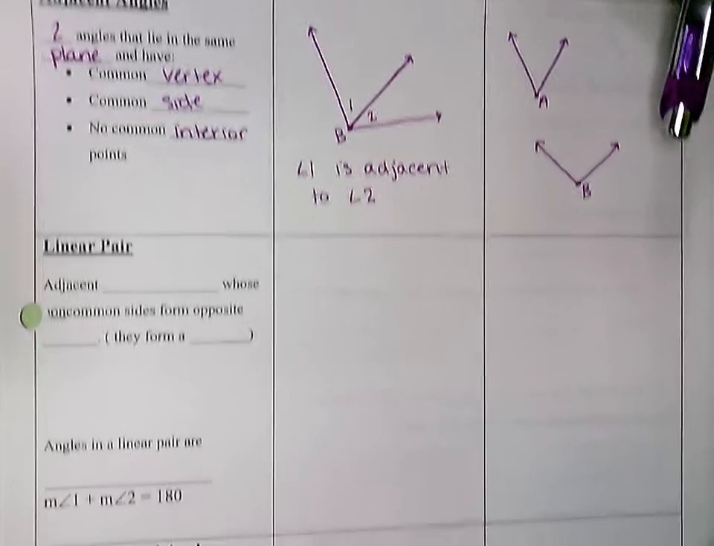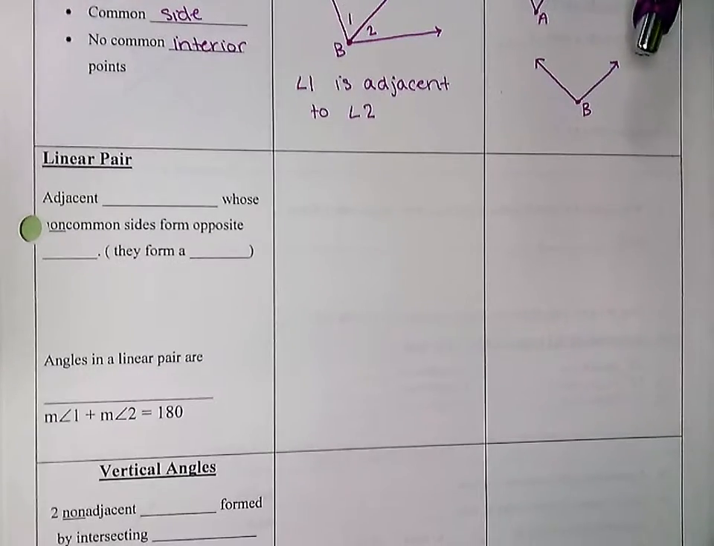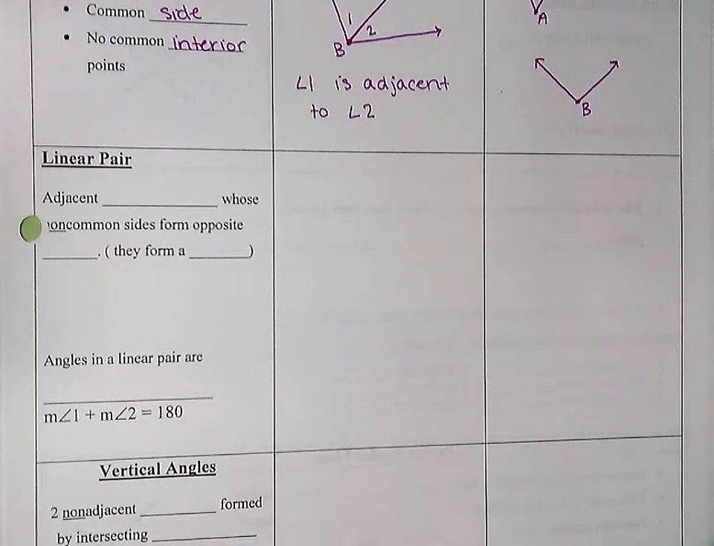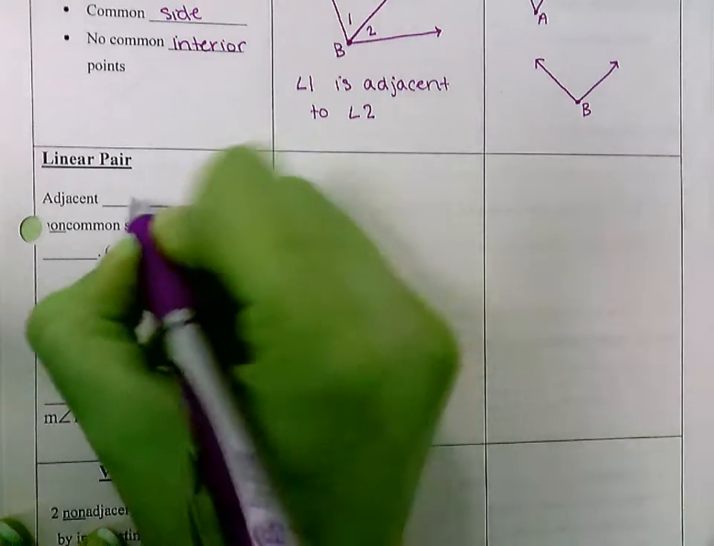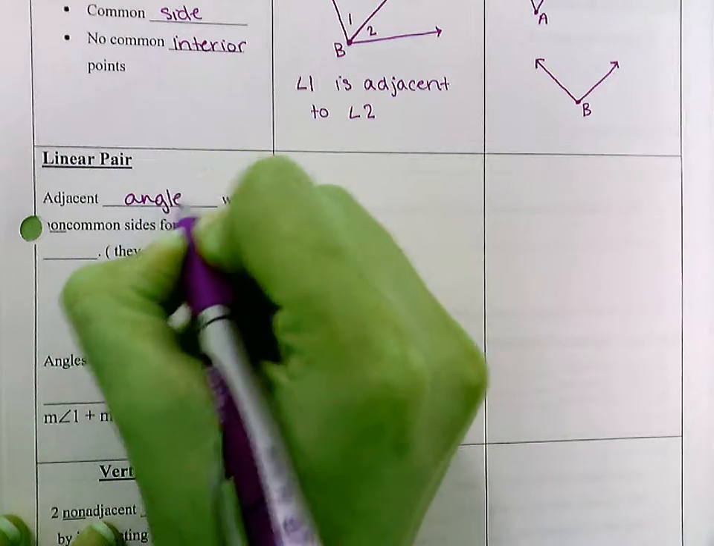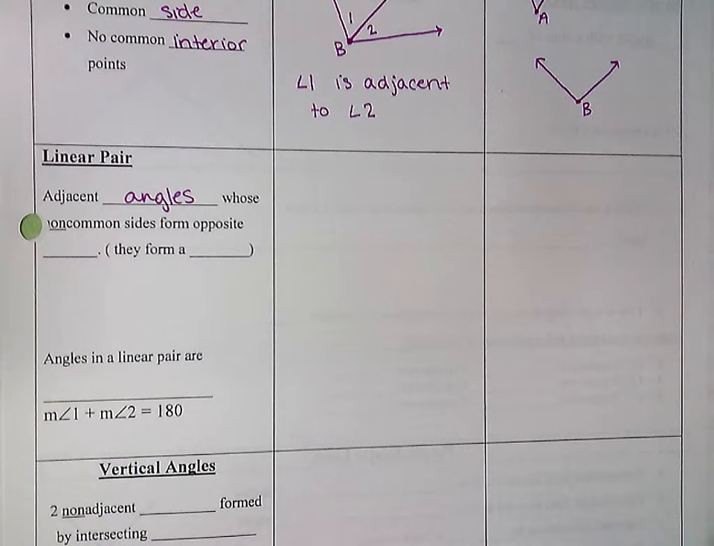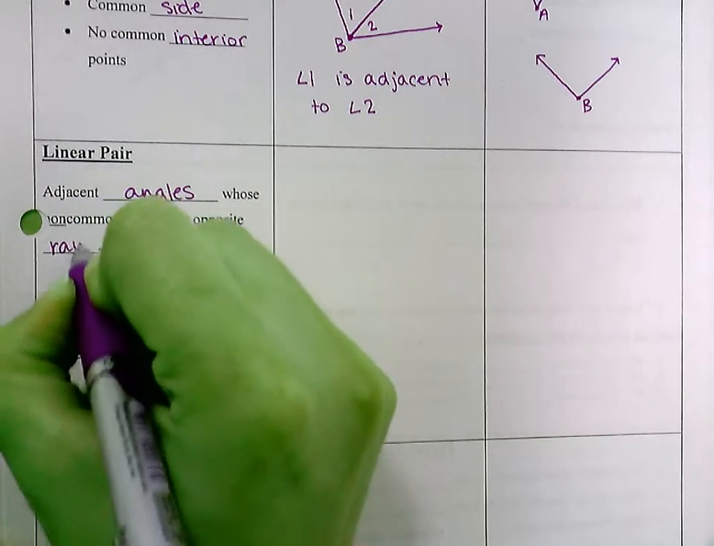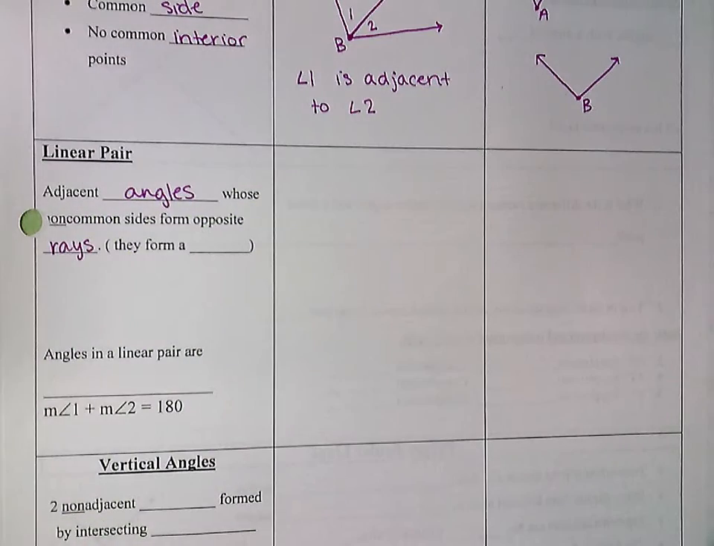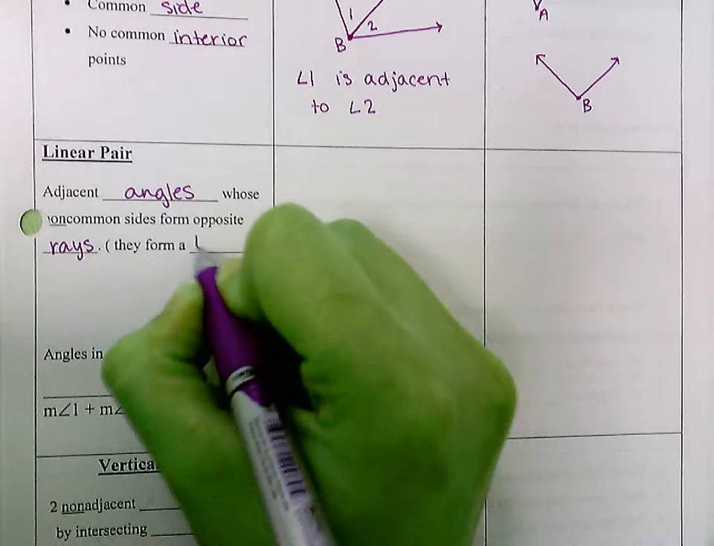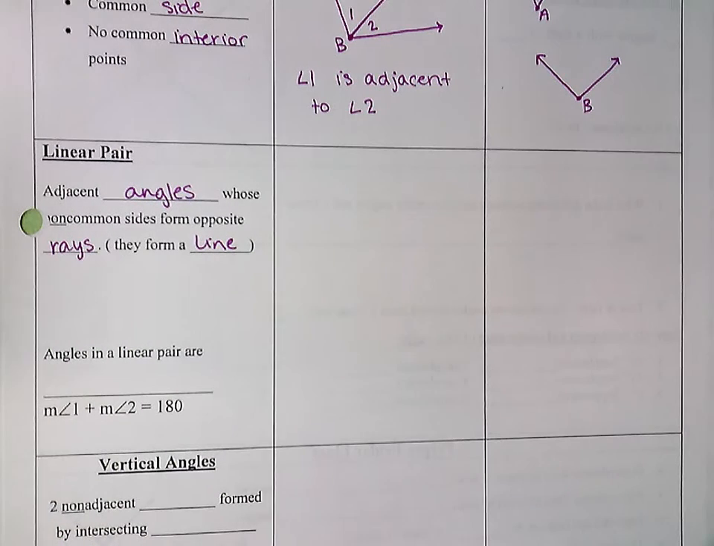All right. In the middle section there, we have a linear pair. These are adjacent angles whose non-common sides form opposite rays, which means, again, what we did Friday, we have opposite rays to form a line. So they're adjacent angles that form a line.